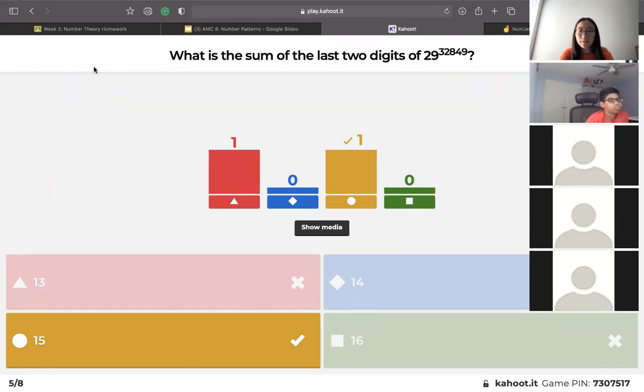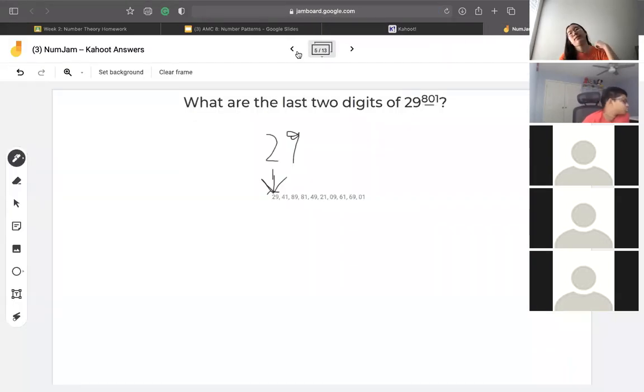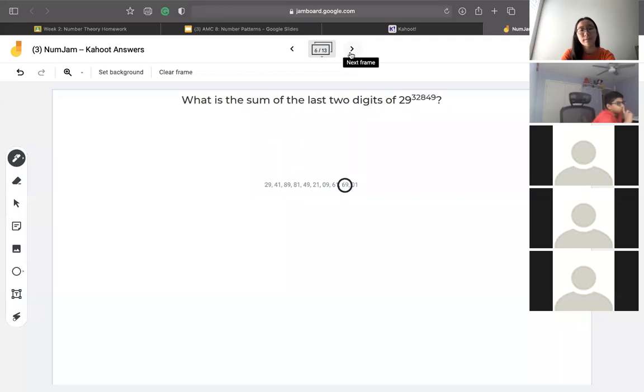Okay, the sum of the last two digits of 29 raised to the 32,849th power. So again, we can see that there are two numbers in our pattern of the units digits. And so that's going to give you a remainder of 1 when you do that exponent mod 2. So that's going to give you the first number in our pattern, which is 9. We know that the units digit is going to be 9.